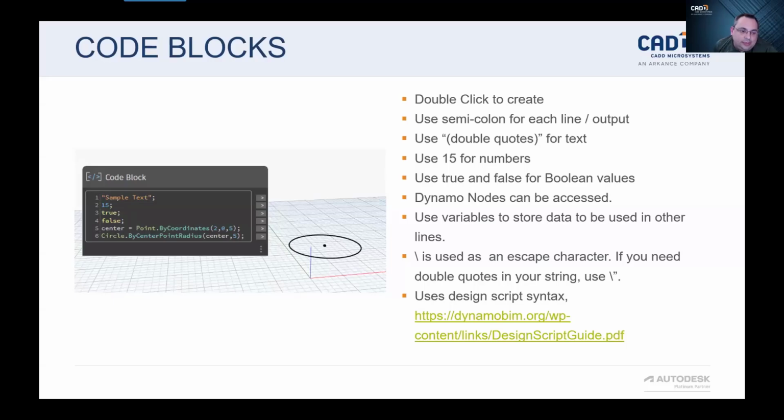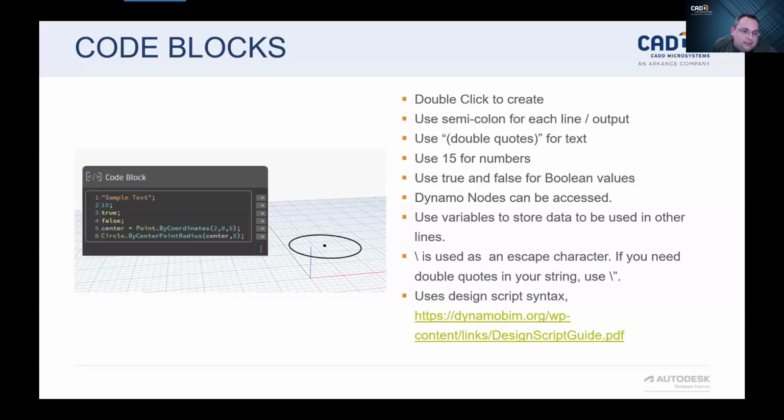Speaking of code blocks, they are great for shorthand. If you put any text inside of double quotes, it'll be counted as a string. If you just type a number, it'll be counted as a number. True and false Boolean values, just type it in lowercase. You can access any of the Dynamo nodes straight from the code block. So if you needed to create a point at a coordinate, as is shown here, you could type in the values, and then you could actually set that to a variable. We can use variables in code blocks, and you can then use that point to create a circle all in one node. Anytime you have a semicolon at the end, that counts as an output and also as a new line.